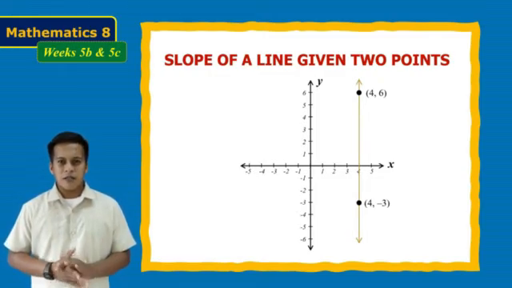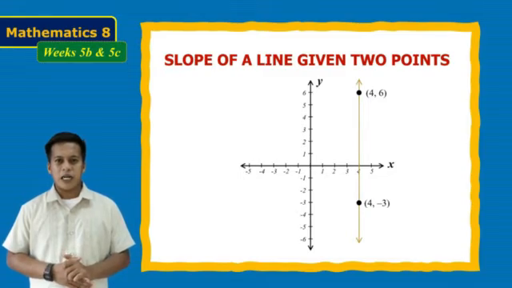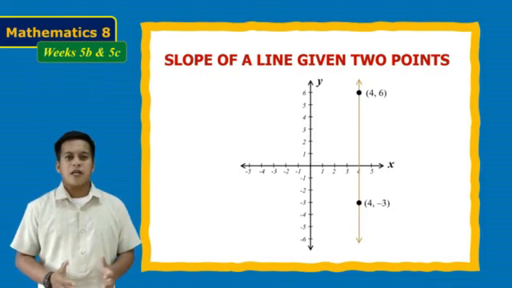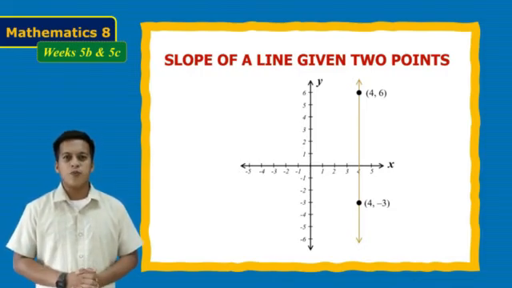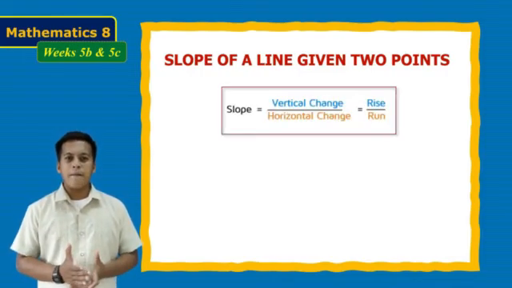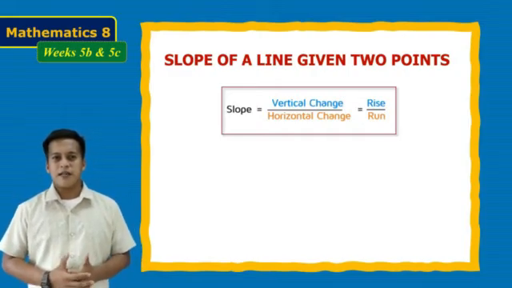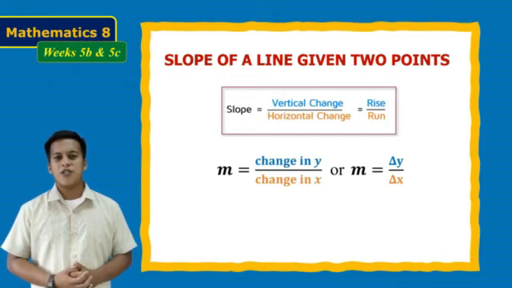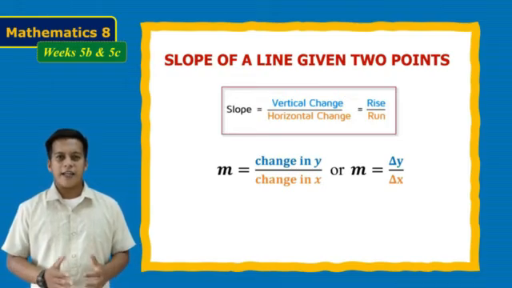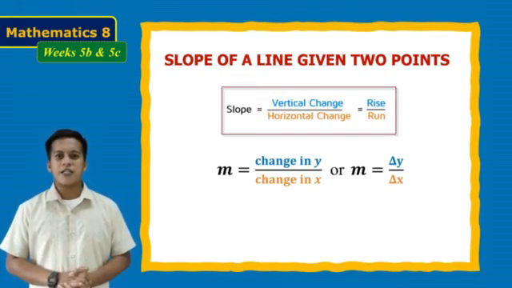It does not matter if we call (4, 6) as x sub 2, y sub 2, and (4, negative 3) as x sub 1, y sub 1. Recalling the definition for slope, which is m is equal to rise over run. This means that rise is the change in y coordinate and run is the change in x coordinate.